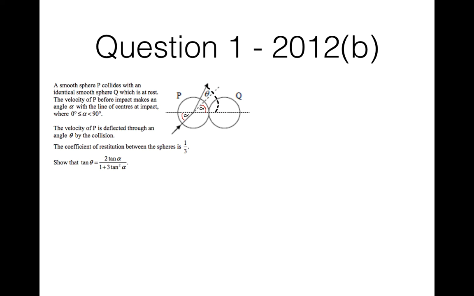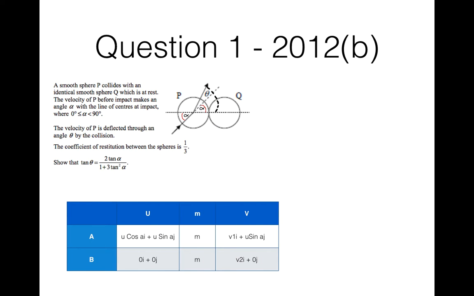So from that we can get the initial velocity for P. We know the initial velocity of Q. We also know that the i components will change because the line joining the centres is in that direction. And that gives me the following. So the initial velocity of P is going to be u cos alpha i plus u sin alpha j. Initial velocity of Q is 0i plus 0j. Obviously my A and B should be P and Q again.